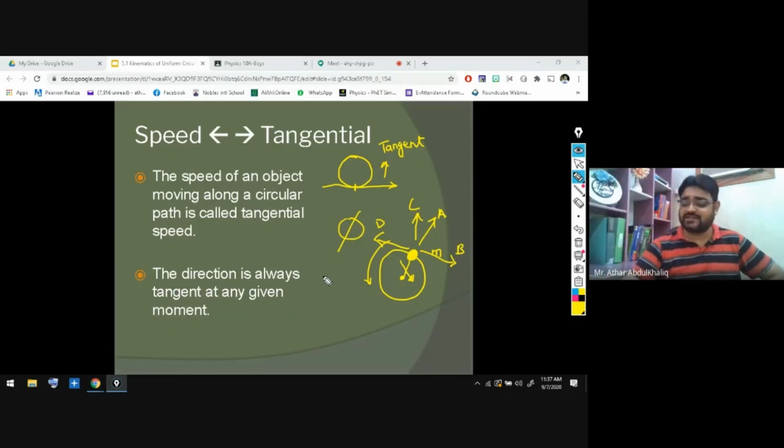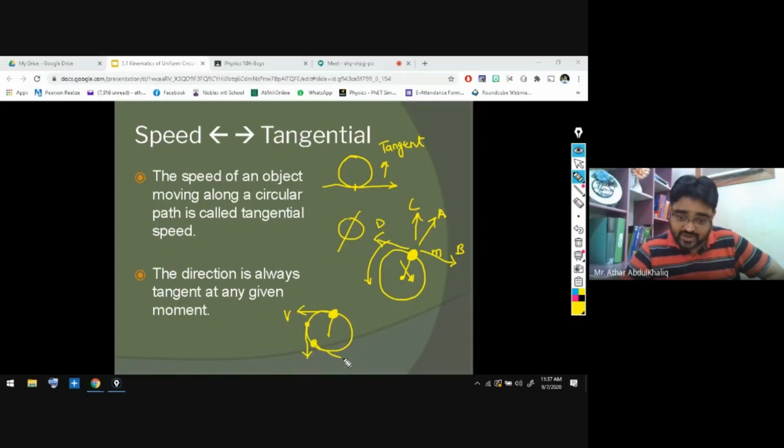Now let me explain the same thing. You are absolutely right. If the object is here or here, this is the center. When the object is at this point, the direction of the velocity is this. When it reaches this point, the direction of velocity is this. At every point, the velocity has its own direction along the path.